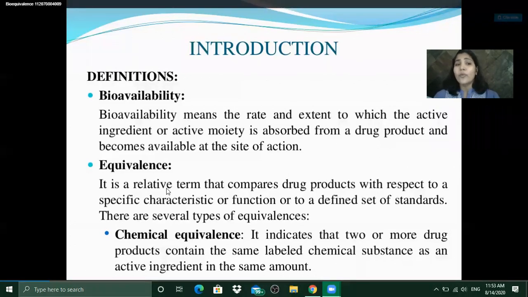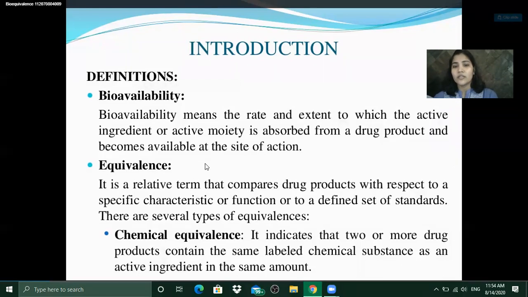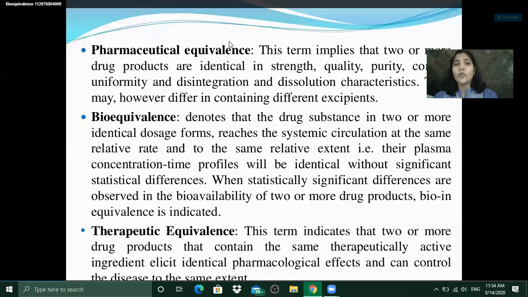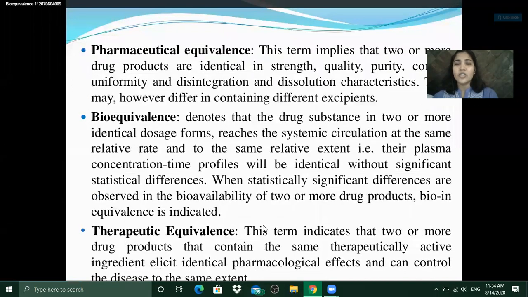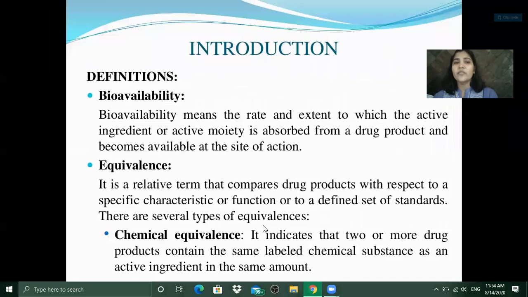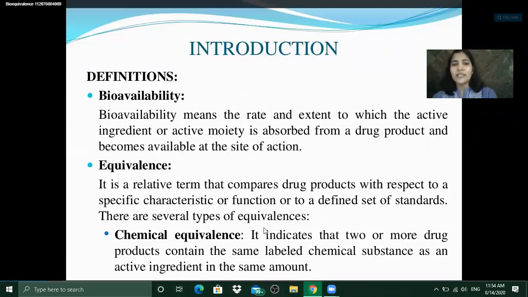Under equivalence also we had seen there are different types of equivalence. We learned the definitions of chemical equivalence, then pharmaceutical equivalence, then bioequivalence. We also know what we mean by therapeutic equivalence. I'm not going to repeat these definitions. These definitions will be with you whenever I upload the slides in our Google Classroom.